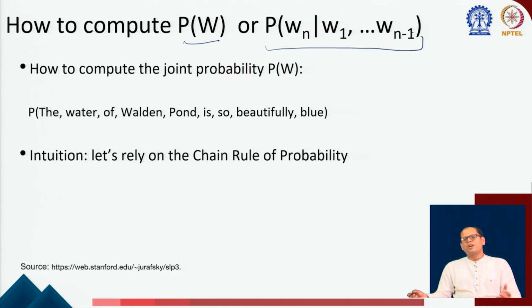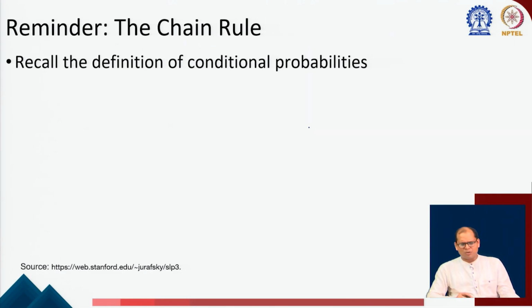So how do you compute the joint probability of the entire sequence, the probability of sequence W? Let's take an example, the one we had taken earlier: The water of Walden Pond is so beautifully blue. I want to find the probability of this whole sentence. How will we do that? We rely on the chain rule of probability. So what is the chain rule of probability?